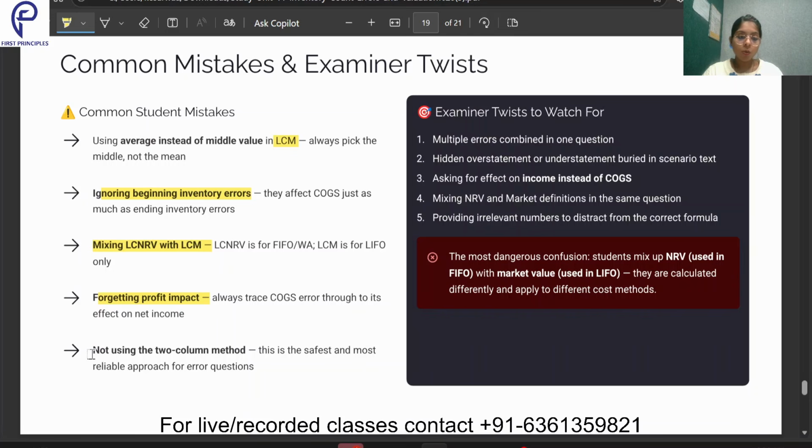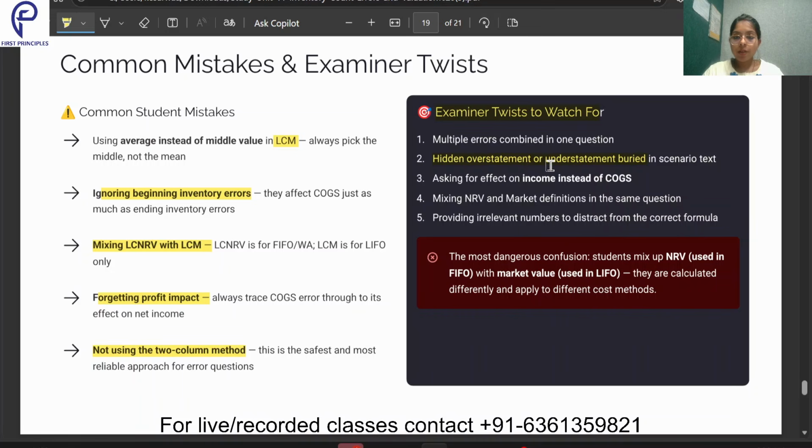Then not using the two column method. As we have seen in the examples also, in order to understand what is the overstatement or understatement in our books of accounts, we should follow the two column approach. In one column we should write the incorrect data, in the other column we can write the correct data. Then examiner twists to watch for: multiple errors combined in one question. They can combine multiple errors in one question. Then they will not explicitly say what is overstatement or understatement. You need to calculate it yourself.